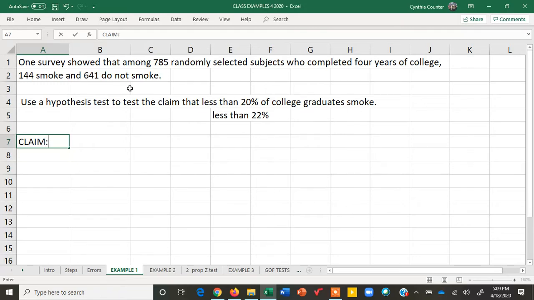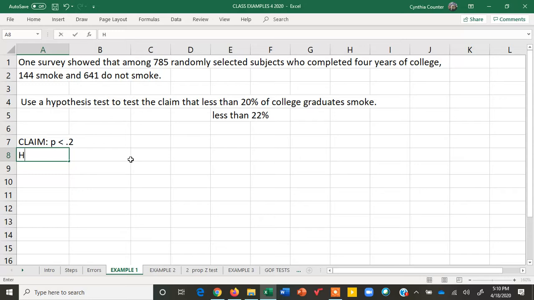comes from data of 785 individuals who completed 4 years of college. 144 of them are smokers, and I'm going to test the claim that less than 20% of college graduates are smokers. So for my claim, I have p is less than 0.2.